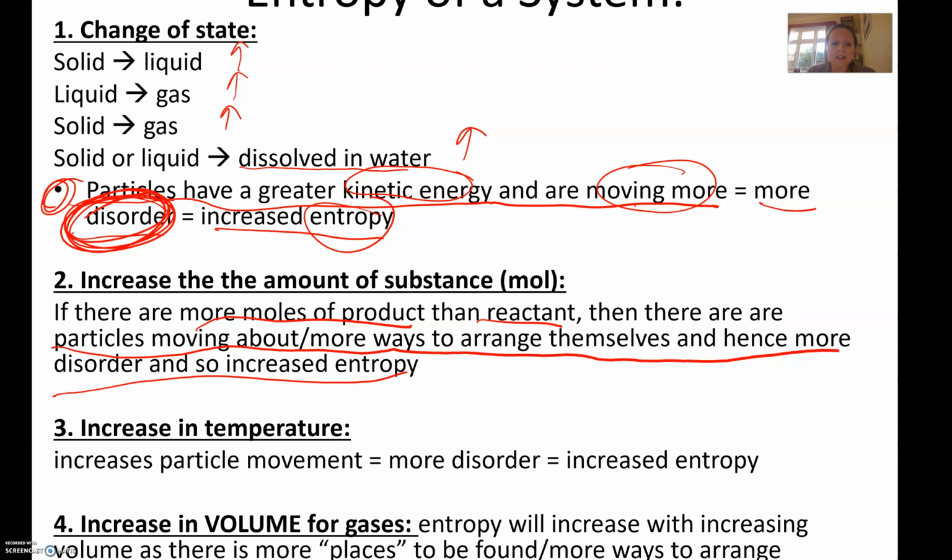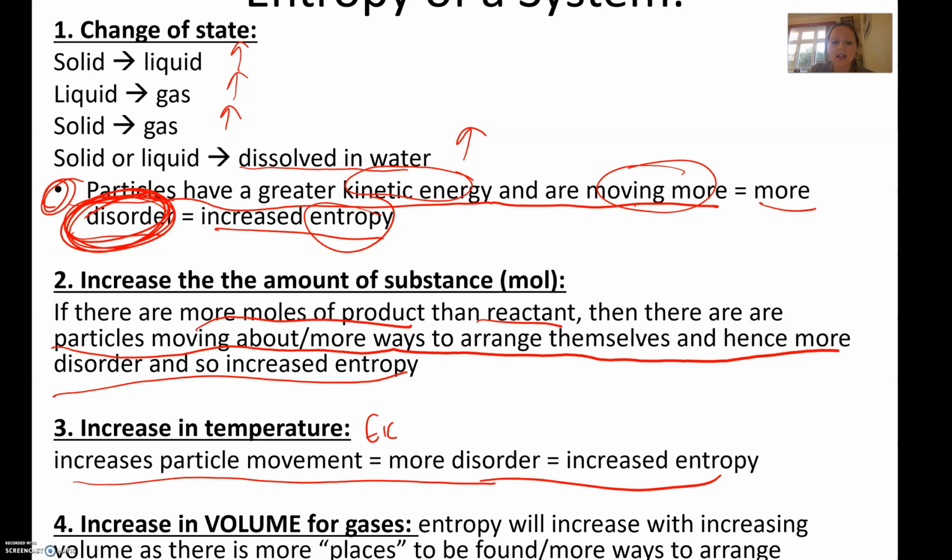So these are quite easy, really. The first is that we look at state. Gases will be higher disorder than liquids, which will be higher than solids. Then we look at the number of particles. More moles means more disorder, greater entropy. The third is an increase in temperature. If we had no change to anything, but there was an increase in temperature, we know that increase in temperature increases the particle movement because they have greater kinetic energy, more disorder, more entropy.